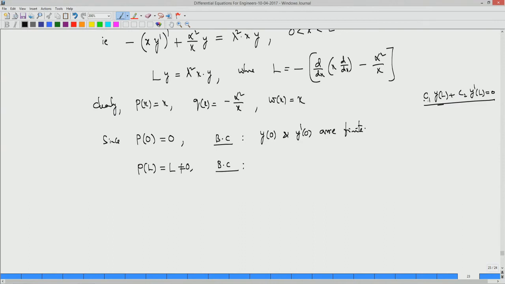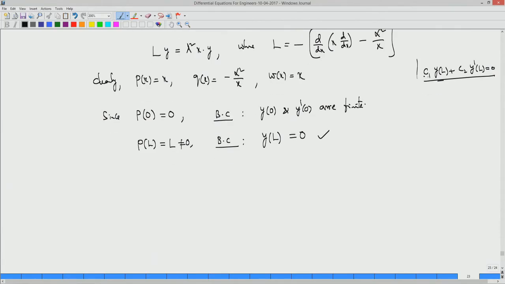With this boundary condition, I take C1 equal to 1 and C2 equal to 0, which makes it y at L equal to 0, a simple regular Sturm-Liouville boundary condition. In general you can choose C1 and C2, fix them, make a combination and give it. The only thing is that, with this boundary condition, we didn't solve the equation, so we don't know the outcome yet.